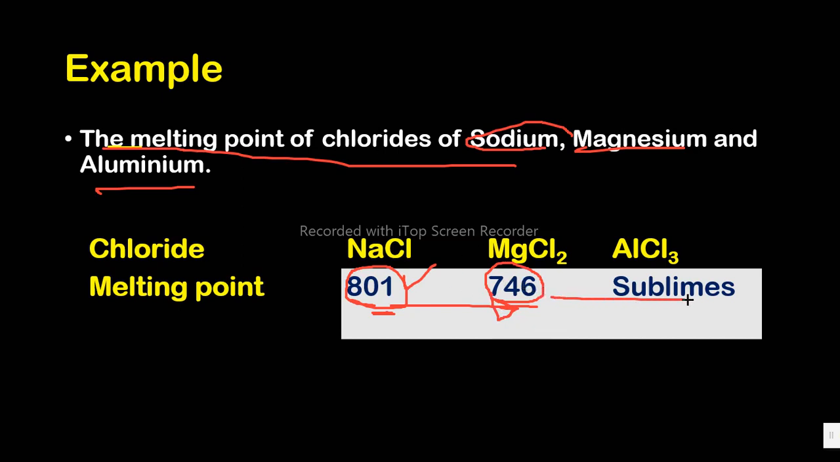But aluminium chloride now, if it is heated, it sublimes. That means it has a very low melting point. It doesn't even pass through the liquid phase. It just sublimes from solid to the gaseous phase. So how can you explain this decrease?